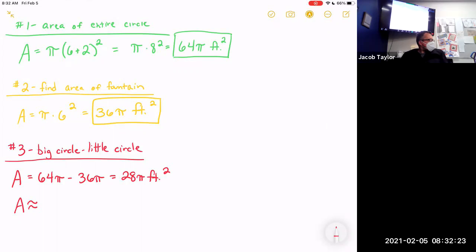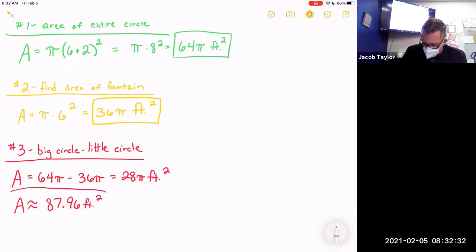87.96. Good. So I'd say it's approximately 87.96 square feet. I might tell them, you know what? Just go ahead and get 88 feet so that in case I make a mistake, I've got a tiny little bit of extra.